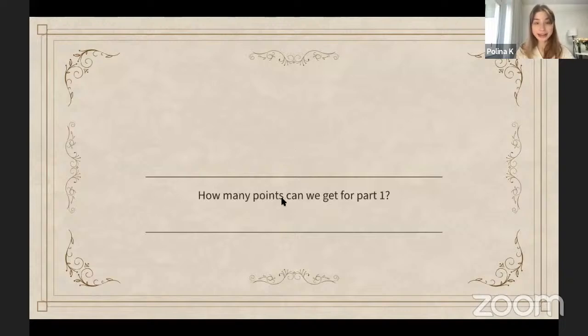Absolutely. Then how many points can we get for part 1? Now let's try to separate. We are talking about the 10th task only. Two points. Well, in fact, for the first one, we get 3 points, whereas for the second, we get 2. So we will address that further on. For the second part, we get 2 points respectively. Then for the third part, how many points do we get? Yeah, this is fair.